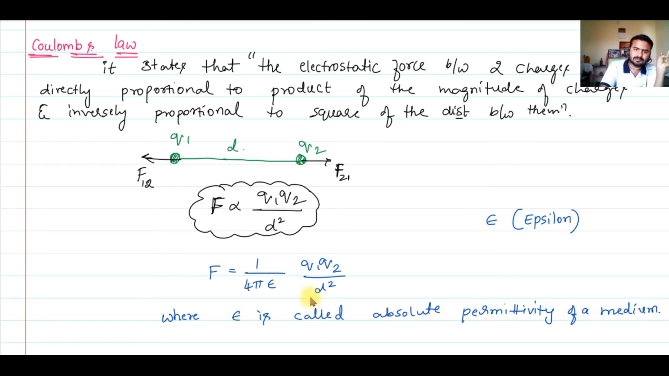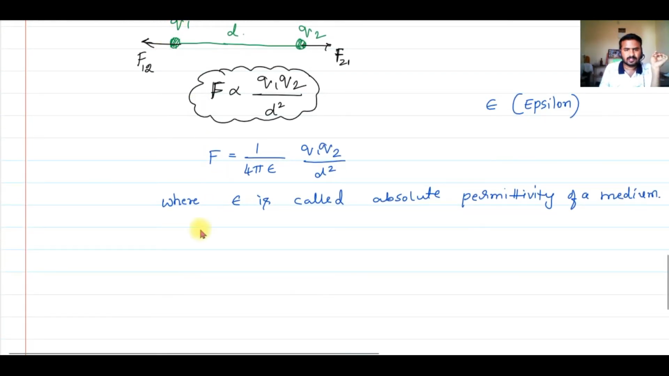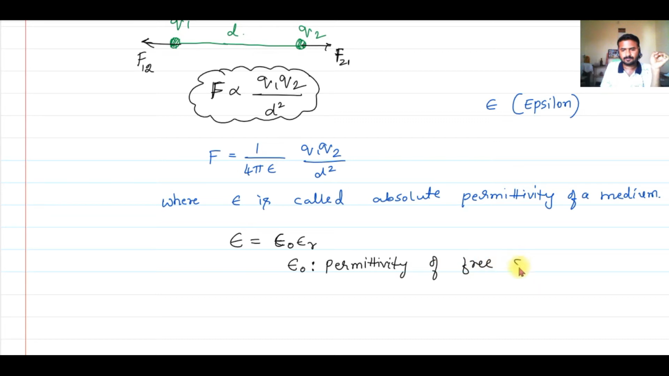This permittivity is further written as epsilon naught into epsilon r. Again, what is this epsilon naught? Epsilon naught is nothing but permittivity of free space, or you can say permittivity of free space or permittivity of air. And the value of epsilon naught is 8.854 into 10 to the power of minus 12.